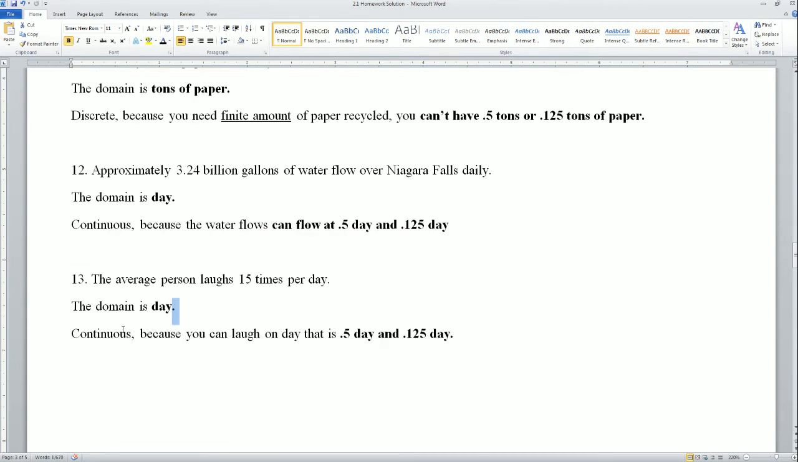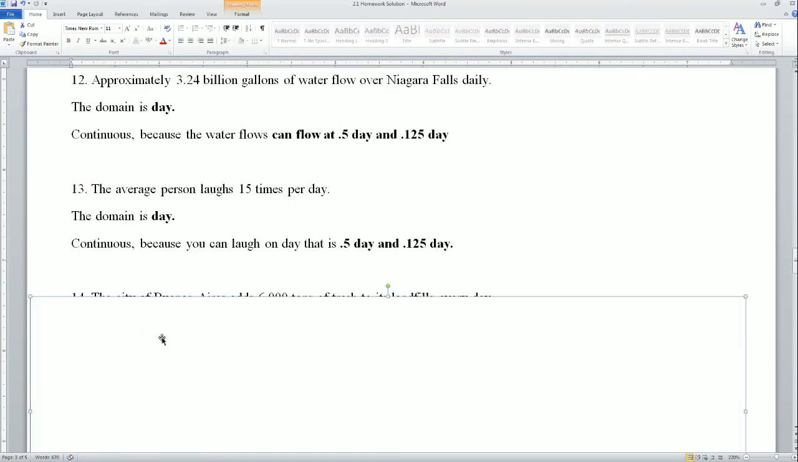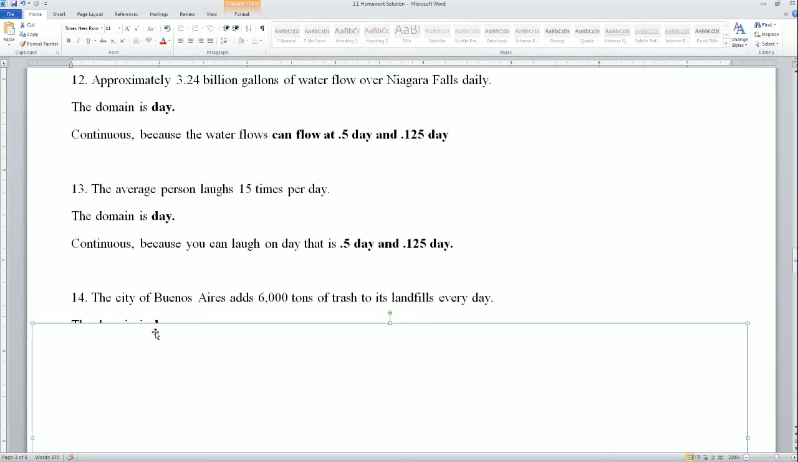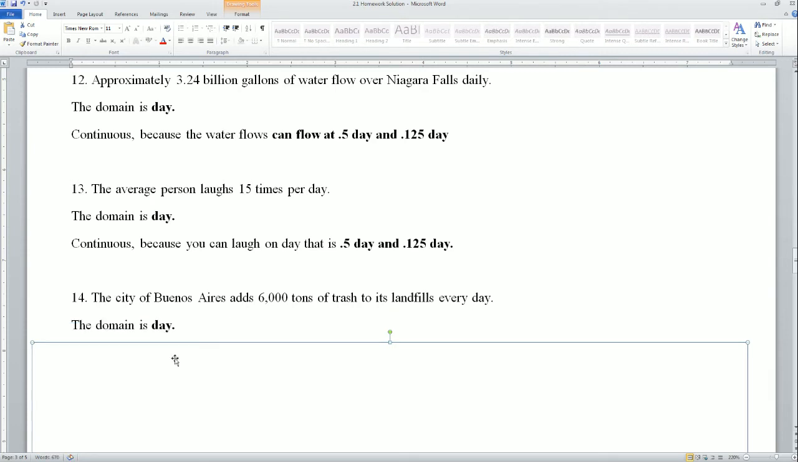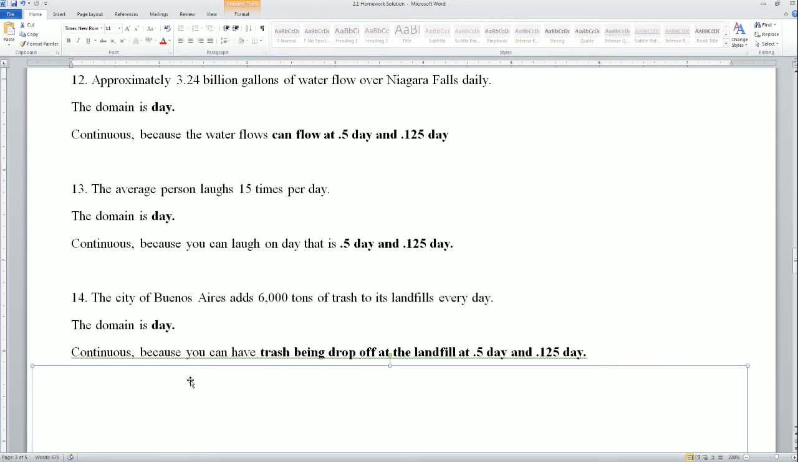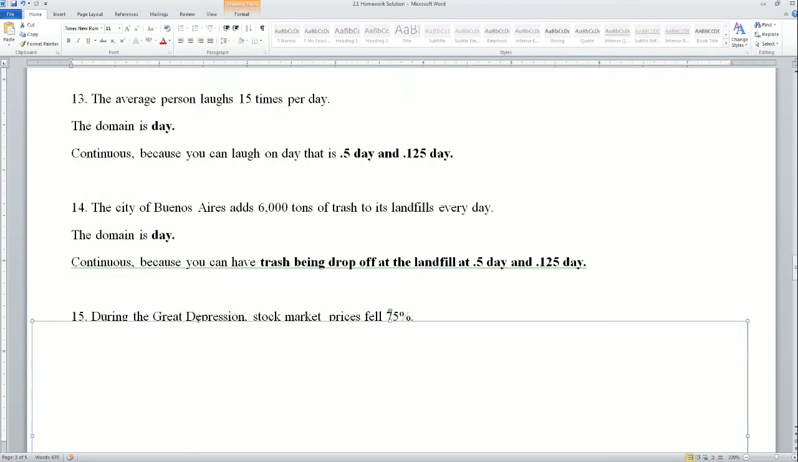So days also have to be continuous. Okay, the next one, right? The city of Buenos Aires adds 6,000 tons of trash to its landfill every day. We would say the domain is days. We would say it's continuous because trash being dropped off at the landfill can occur at 0.5 days and 0.125 days.